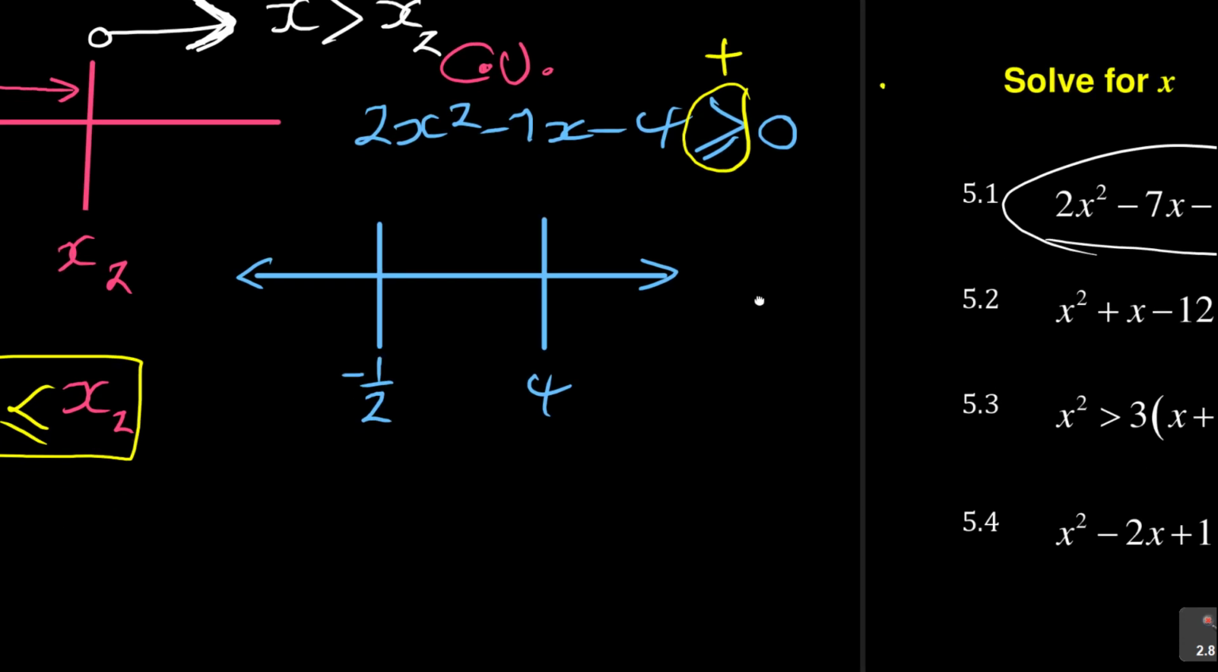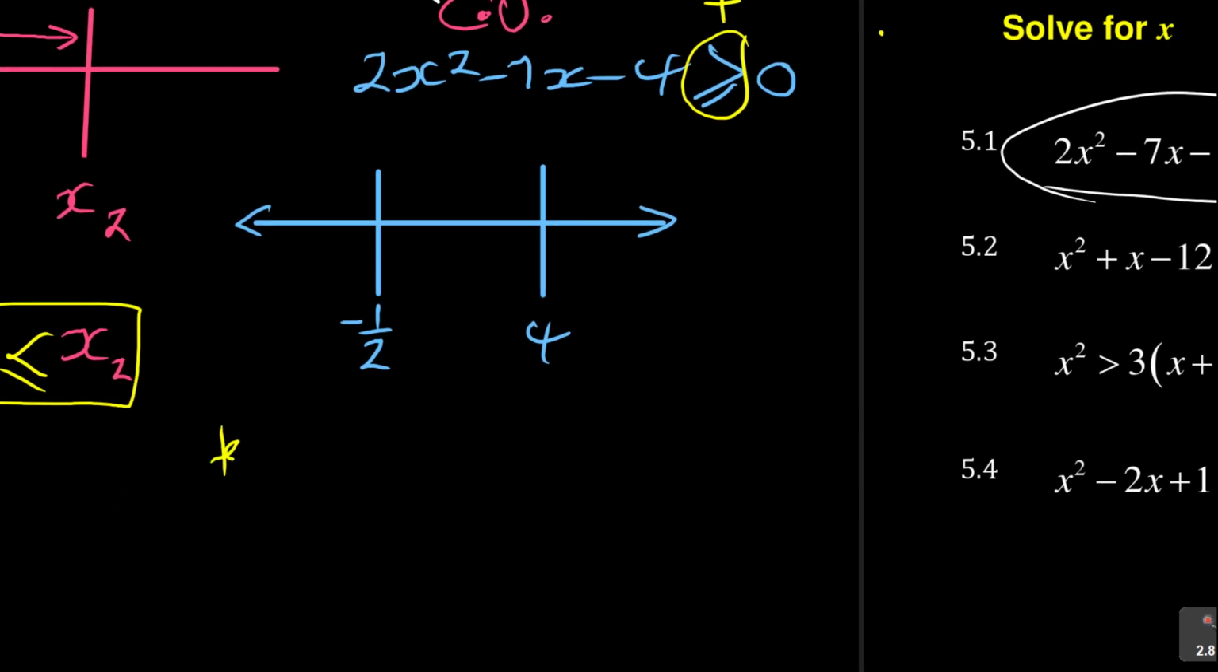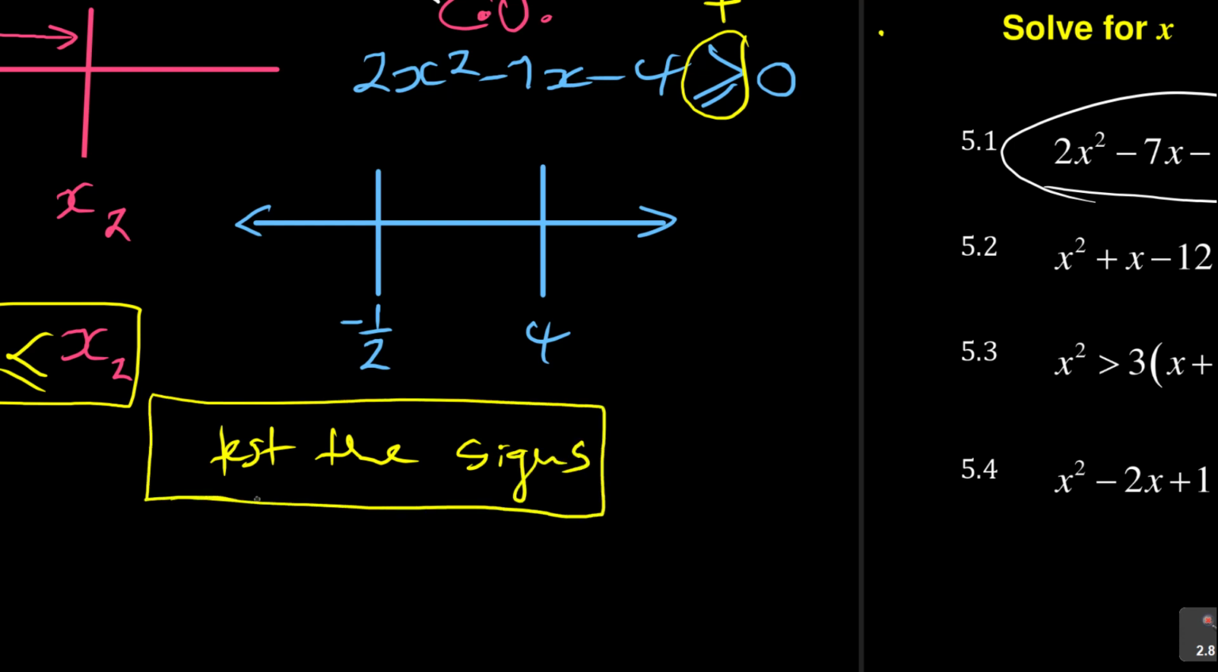Then we come here to say, let's test the signs. When you're testing for the signs, this is what you do. You think of a number here, you think of a number here, you think of a number there. You just choose any number. For example, what is a number that you can think of between minus half and 4? Don't choose the critical values, because it must be in between. Let's say we choose a number 3.